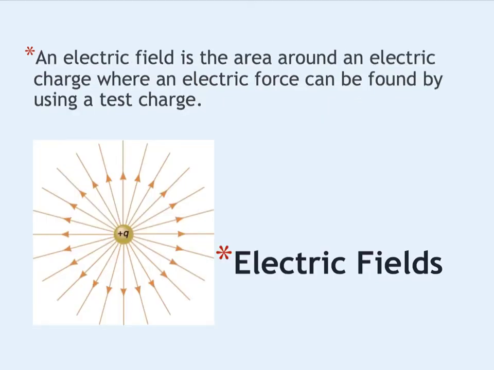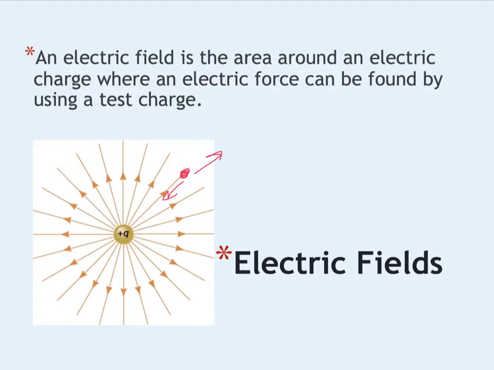So an electric field is just an area around an electric charge where an electric force can be found by using a test charge. Okay? So we draw electric fields like this, and we're going to understand what that is in a minute. But we know that field exists because if I put some other charge out here, whether it's plus or minus, it would either move towards it or away from it, because it'll be either attracted or repelled. And so we know that there's a field there.